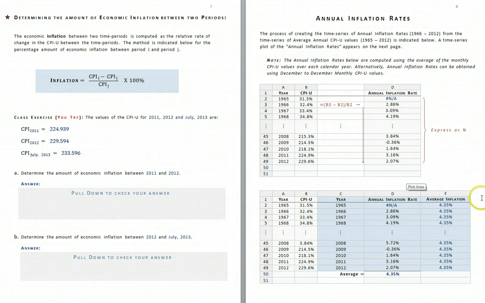This next table is just a modified version of the earlier table. In this table, we have computed the average annual inflation rate between 1966 and 2012 to be 4.35. And then we've placed that average inflation rate of 4.35 in every cell in column E down to the 49th cell. And on the next page, we will do a simultaneous scatter plot, simultaneous time series plot really, of the annual inflation rates versus the average inflation rates.